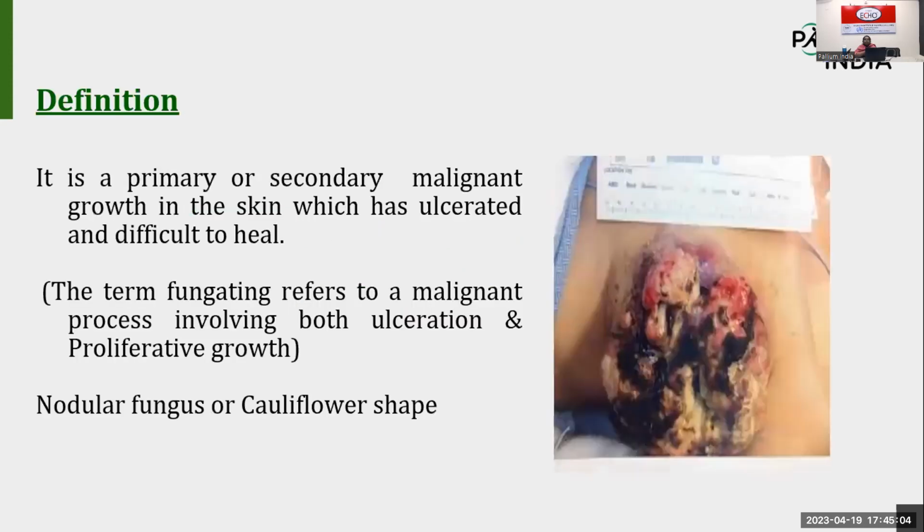So what is a fungating wound? A fungating wound is a primary or secondary malignant growth in the skin which is ulcerated and difficult to heal. At the same time, the ulceration and proliferative growth will be there, and it looks like a nodular fungus shape and a cauliflower shape. Because of that nodular fungus shape, we call this kind of wound a fungating wound. This is not because of a fungus. It looks like a nodular fungus shape. Also it is cauliflower in shape sometimes.